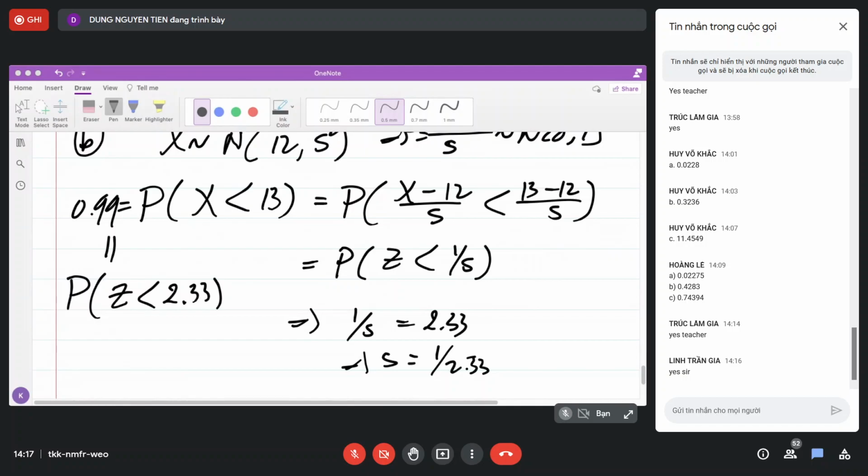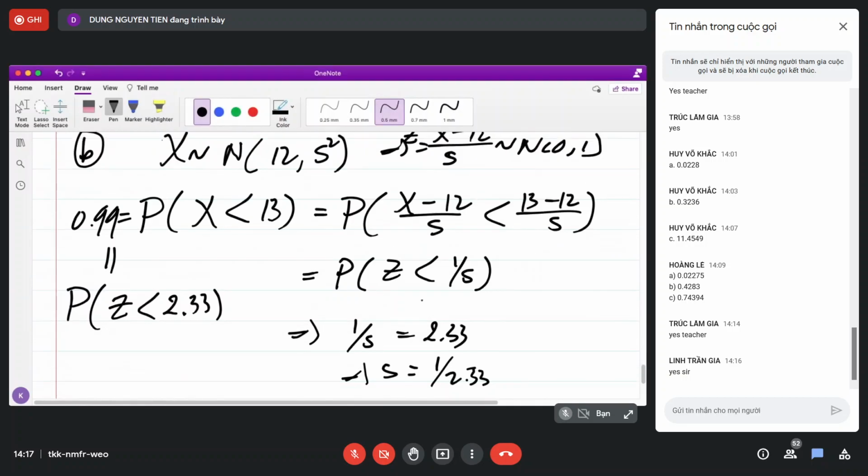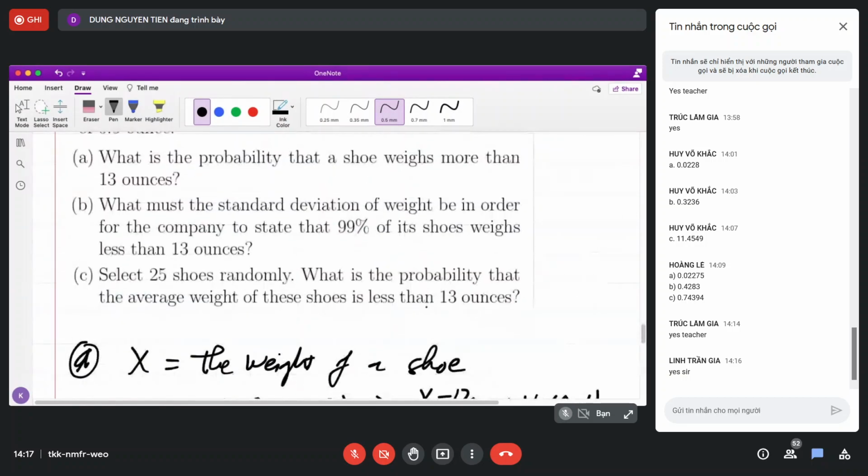Okay, concerning question C, it seems that you don't have an agreement here, right? How can we solve the problem? Question C.